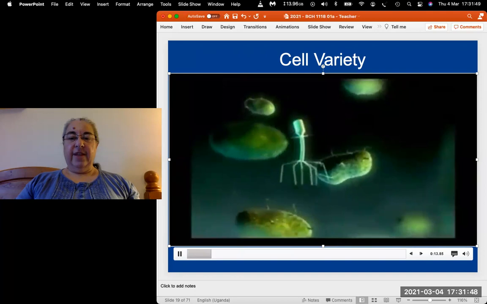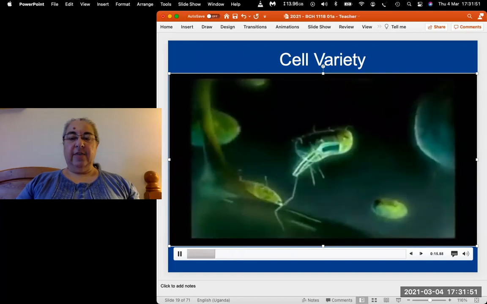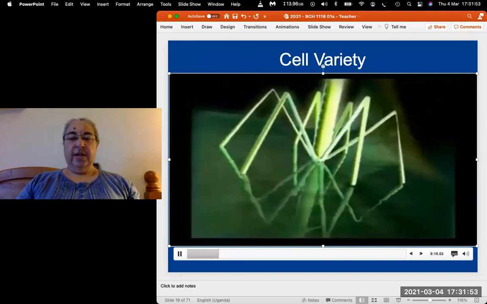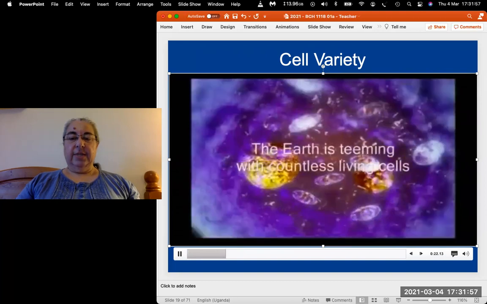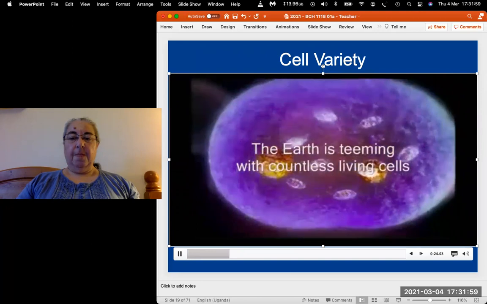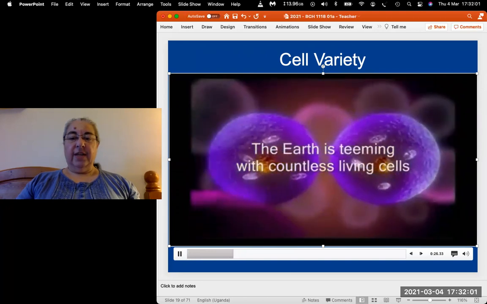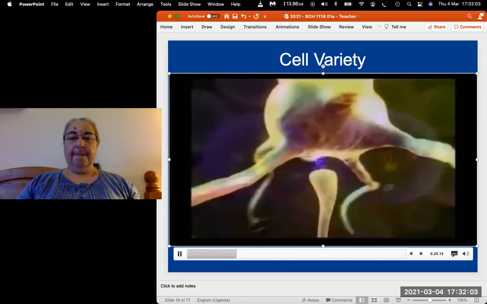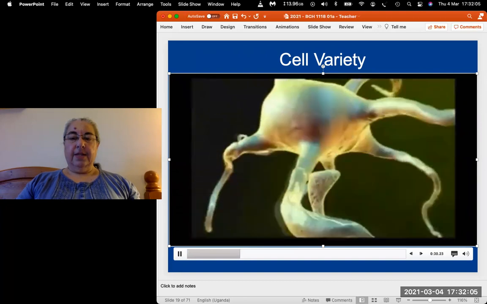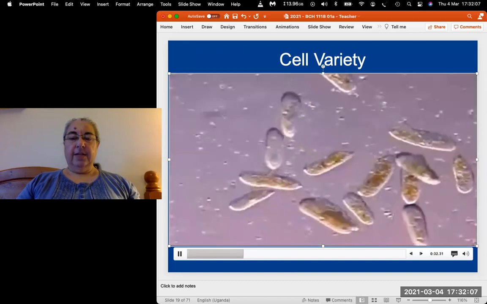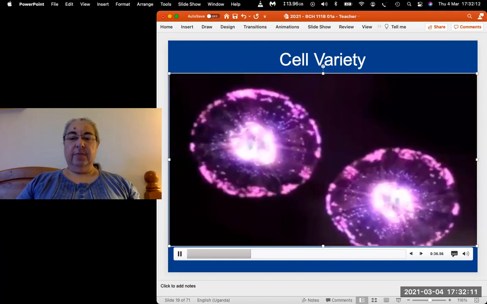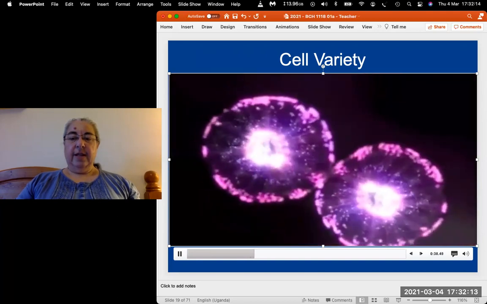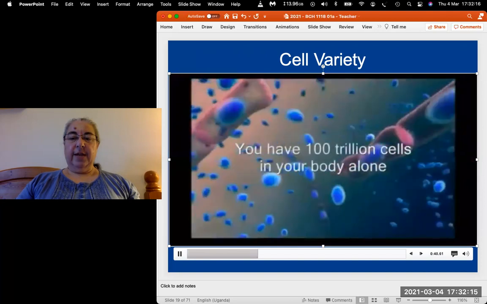Okay, there's a virus, a bacteriophage, injecting its genetic material into a cell. There's a dividing cell. There's a nerve cell making contact across a synapse. Here are some bacterial cells moving. Here are two cells fusing.